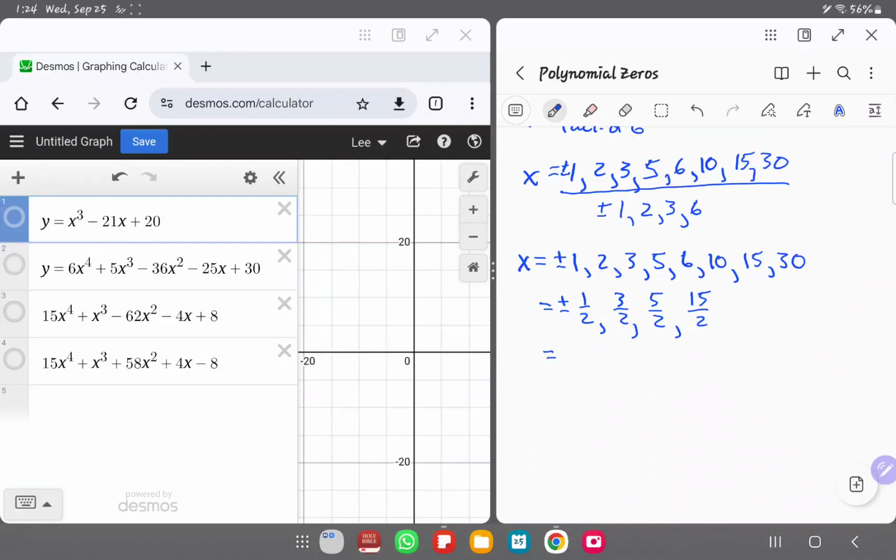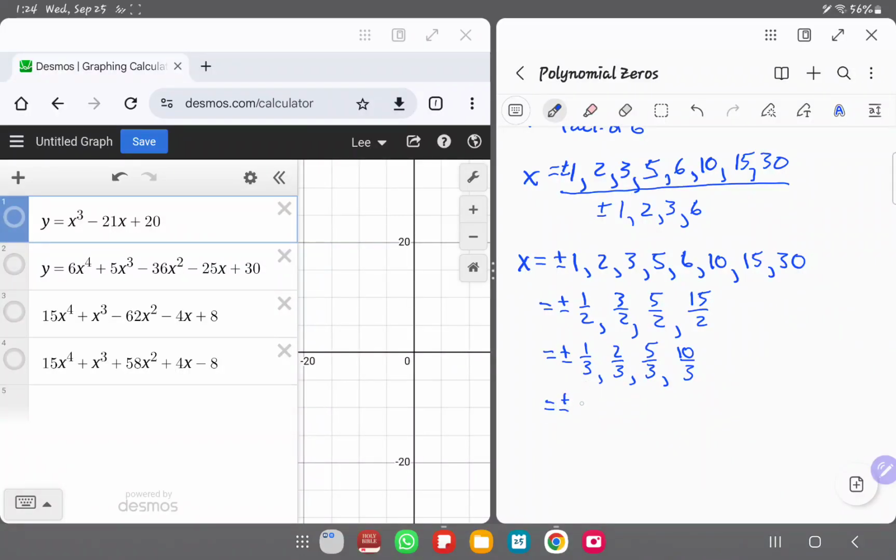The 3, so 1/3, I don't have that. So we'll say 1/3. 2/3, I don't have that. 3/3 is 1, I already got that. 5/3, that's a new one. 6/3 is 2, so I already have that. 10/3, that's a new one. 15/3 is 5, and 30/3 is 6, and I already have both of those. So that's all the ones with denominator 3, and the last one, denominator 6.